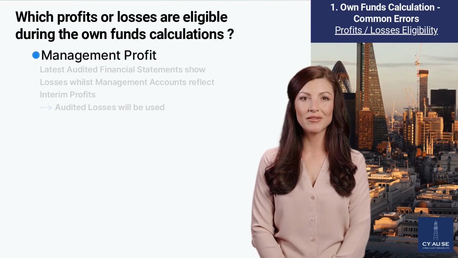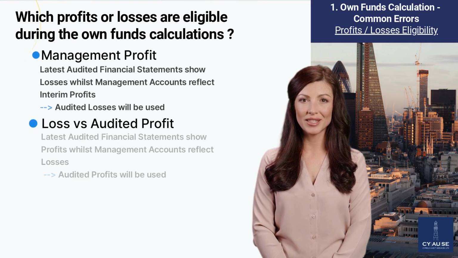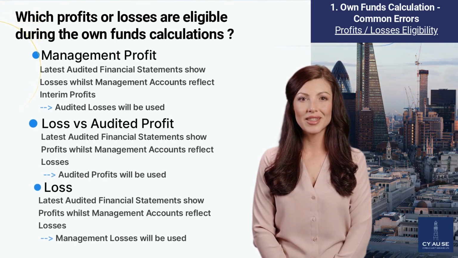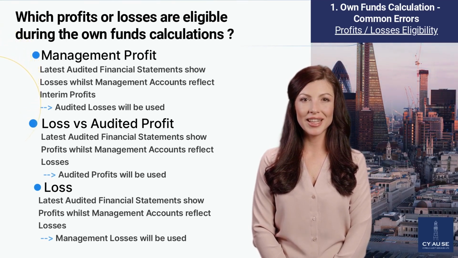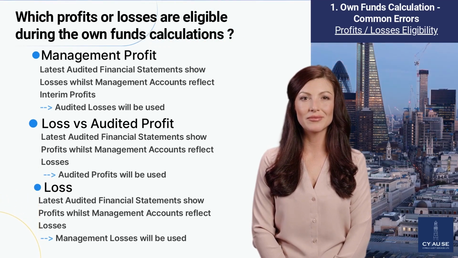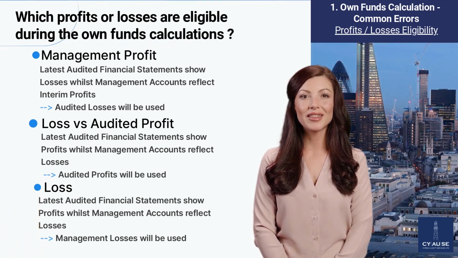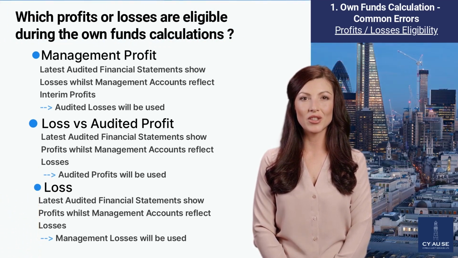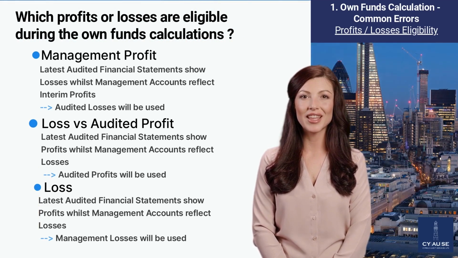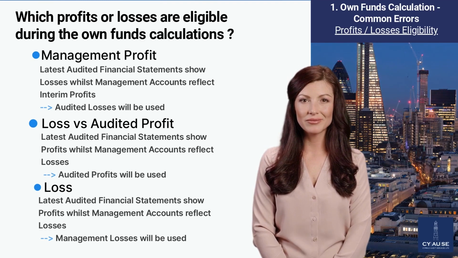There seems to be a confusion as to which profits or losses are eligible during the own funds calculations. This slide aims to simplify the process. In the case when the latest audited financial statements show losses whilst management accounts reflect interim profits, then audited losses will be used. Second, in the case that the latest audited financial statements show profits whilst management accounts reflect losses, then the audited profits will be used.